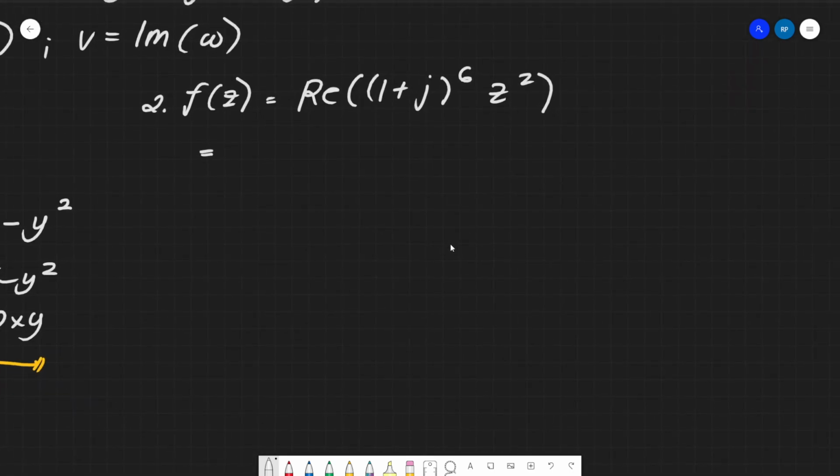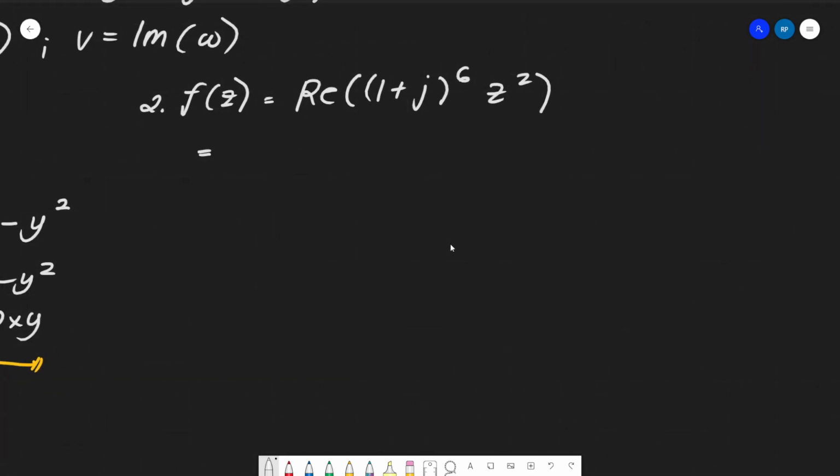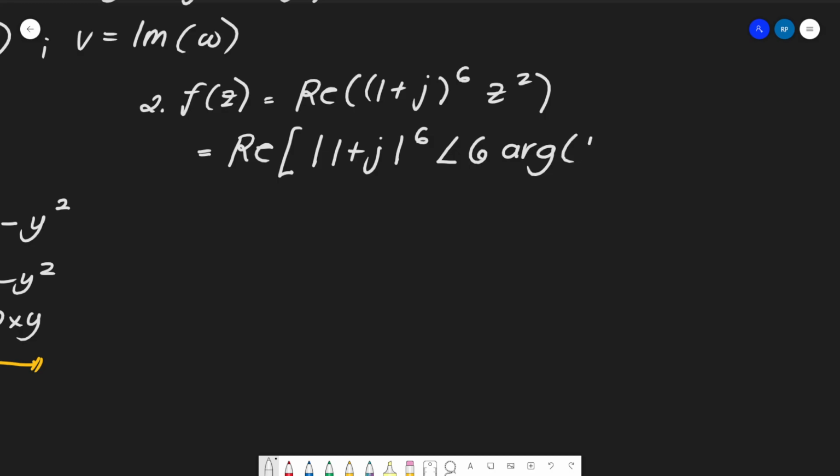Itong 1 plus j natin, this is a complex number, and meron tayong formula for the exponent kasi may 6 siya, di ba? We have the real part. I-bracket ko lang para mas maayos yung grouping. We have the absolute value of 1 plus j, that is r, di ba? R raised to n, angle n theta, angle 6 argument nung 1 plus j, tapos times x plus jy quantity squared. Yan yung expanded form niya.